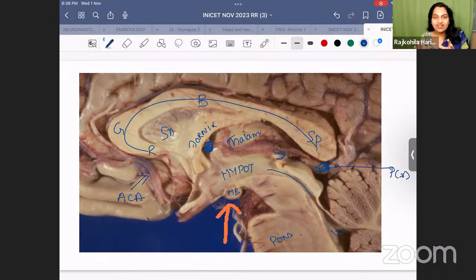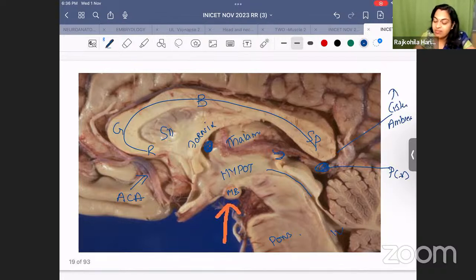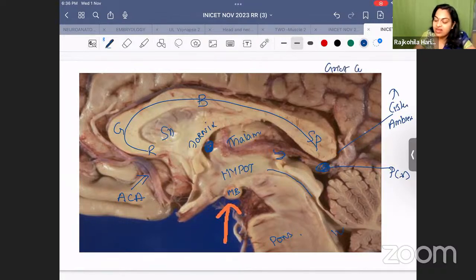And remember, there is an important subarachnoid cistern behind the splenium. It's called the cisterna ambiens. Okay, what vein lies there? The important content over the cisterna ambiens is the great cerebral vein of Galen. Right? Great cerebral vein of Galen.